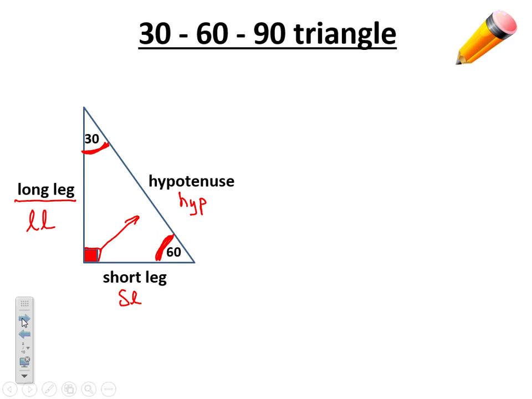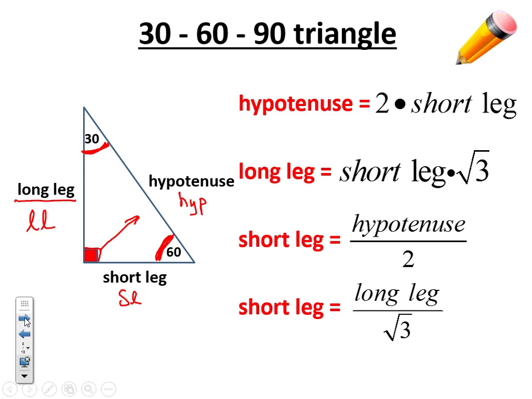Now, this one has a few more things here. We have the hypotenuse, the long leg, and the short leg. There's 2 ways to find the short leg. And if you notice, the hypotenuse is 2 times the short leg. That's how we're going to find that. The long leg equals the short leg times the square root of 3. So in order to find the hypotenuse or the long leg, I need to know the short leg. So that's always the first thing that I either need to find or make sure I know.